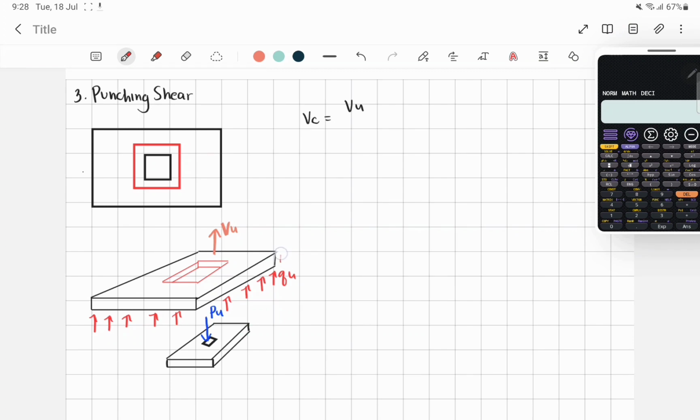Kumbaga dito sa member na to, we'll have our shearing that is upward, and here we'll have a shearing that is downward. Okay? Kumbaga kanina sa last video, yung left part will slide down, okay? And then for the right part will slide up. Okay? Parang ganun lang din to, when we select a member or a section of consideration. Okay?